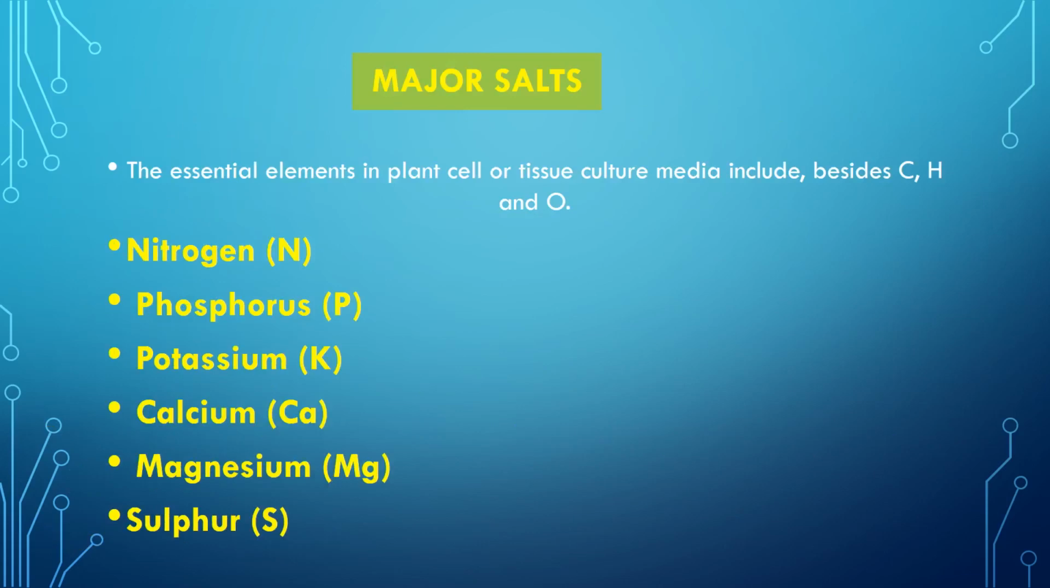Besides carbon, hydrogen and oxygen, the essential elements in plant cells or plant tissue culture media include the inorganic elements that are required in higher concentration in the medium. They are referred to as macro elements in the medium. They are added as salts of the elements. Because they are added at a higher concentration, they are called major salts. This contains 6 elements, namely nitrogen, phosphorus, potassium, calcium, magnesium and sulfur.